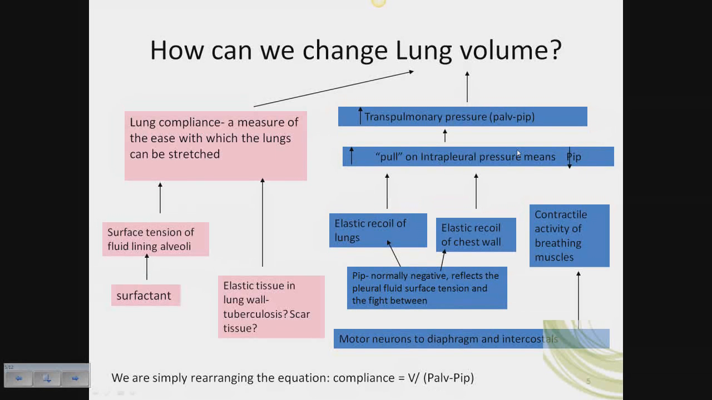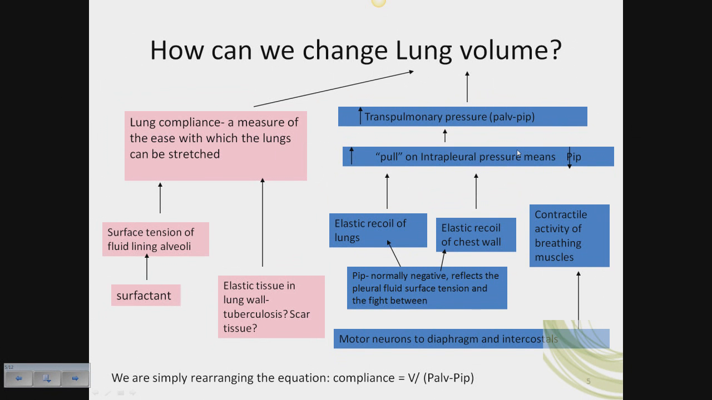Now PALV stands for alveolar pressure. That means the pressure inside the lungs. And PIP stands for intrapleural pressure. That means the pressure in the pleural cavity. The difference between alveolar pressure and intrapleural pressure is the transpulmonary pressure. Transpulmonary pressure reflects inflating pressure, meaning that's the pressure required to get the lungs to be distensible, to open up.